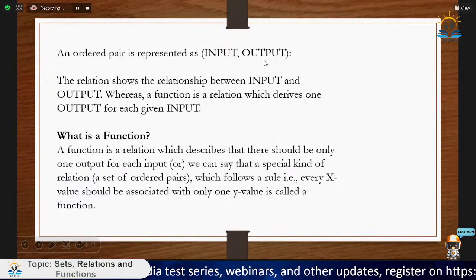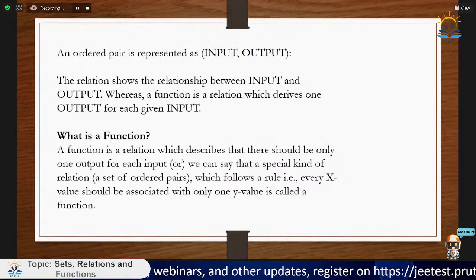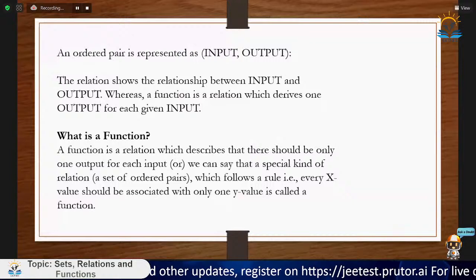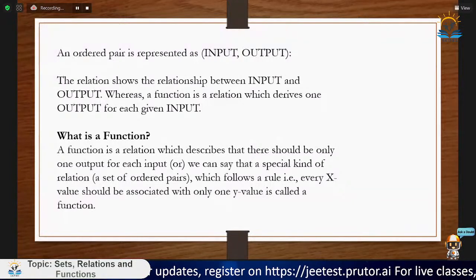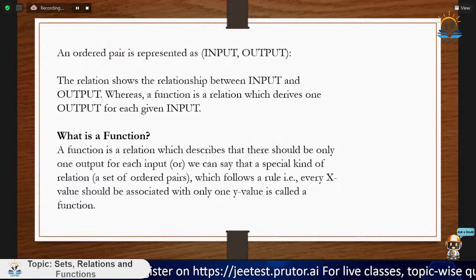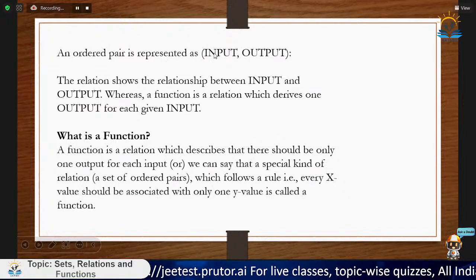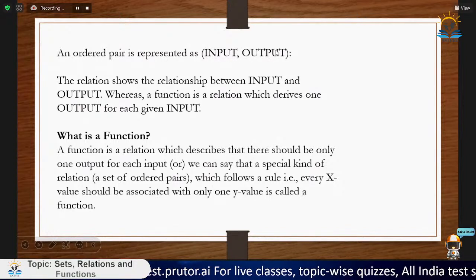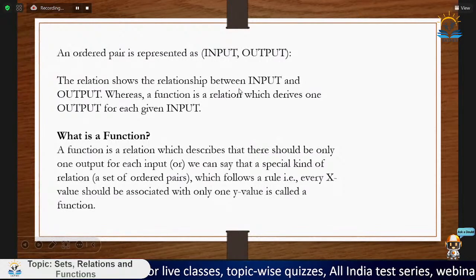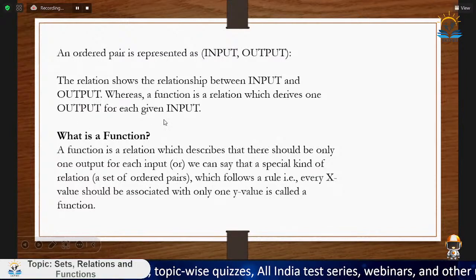So what you are doing is making a relation, and a relation defines one set to another set. Matlab, you can say that defining a relation from real numbers to real numbers, or from real numbers to natural numbers. So let's say you are defining a relation from A to B. Input is the element of A and output is the element of B. Okay. So the relation shows the relationship between input and output, whereas a function is a relation which derives one output for each given input.